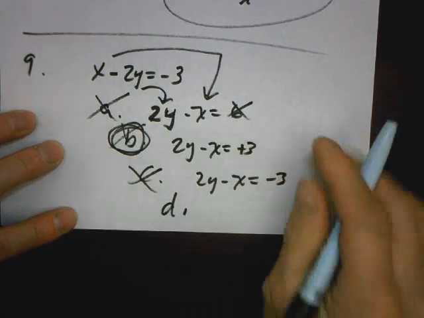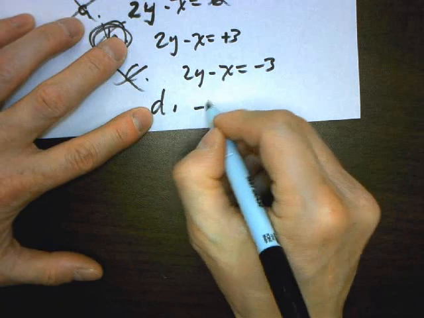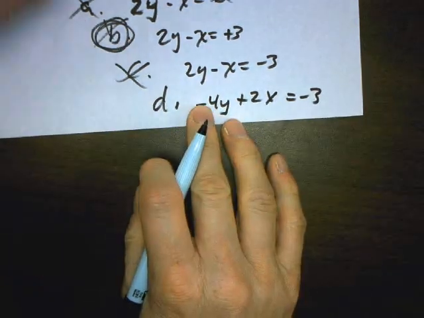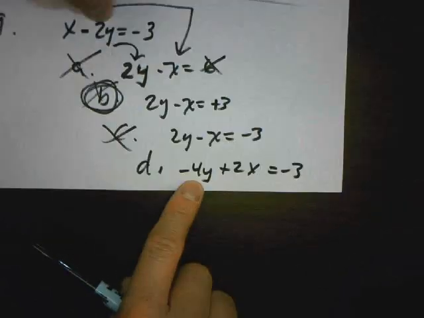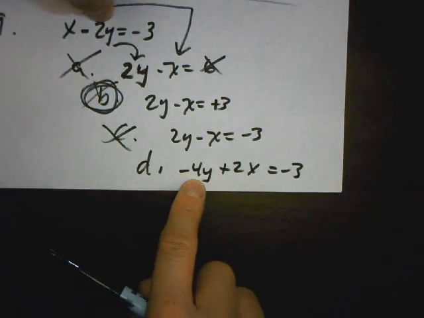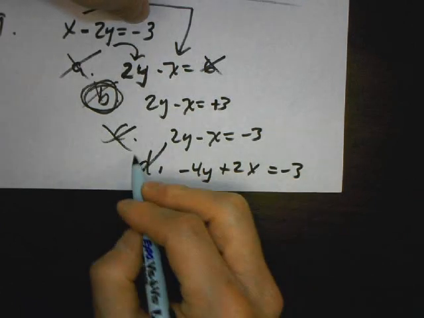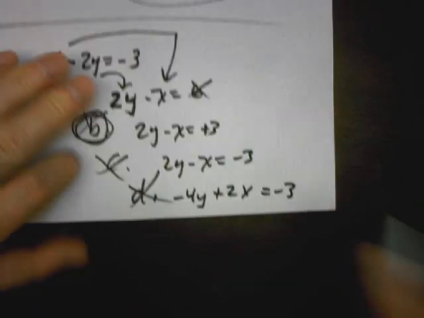Okay, so D won't work because, let's see why. Here my y's are multiplied by positive 2. This was multiplied by positive 2, and the negative 3 wasn't multiplied at all. That's why D doesn't work. So the answer for this one was B. All right, number 10. Moving right along.